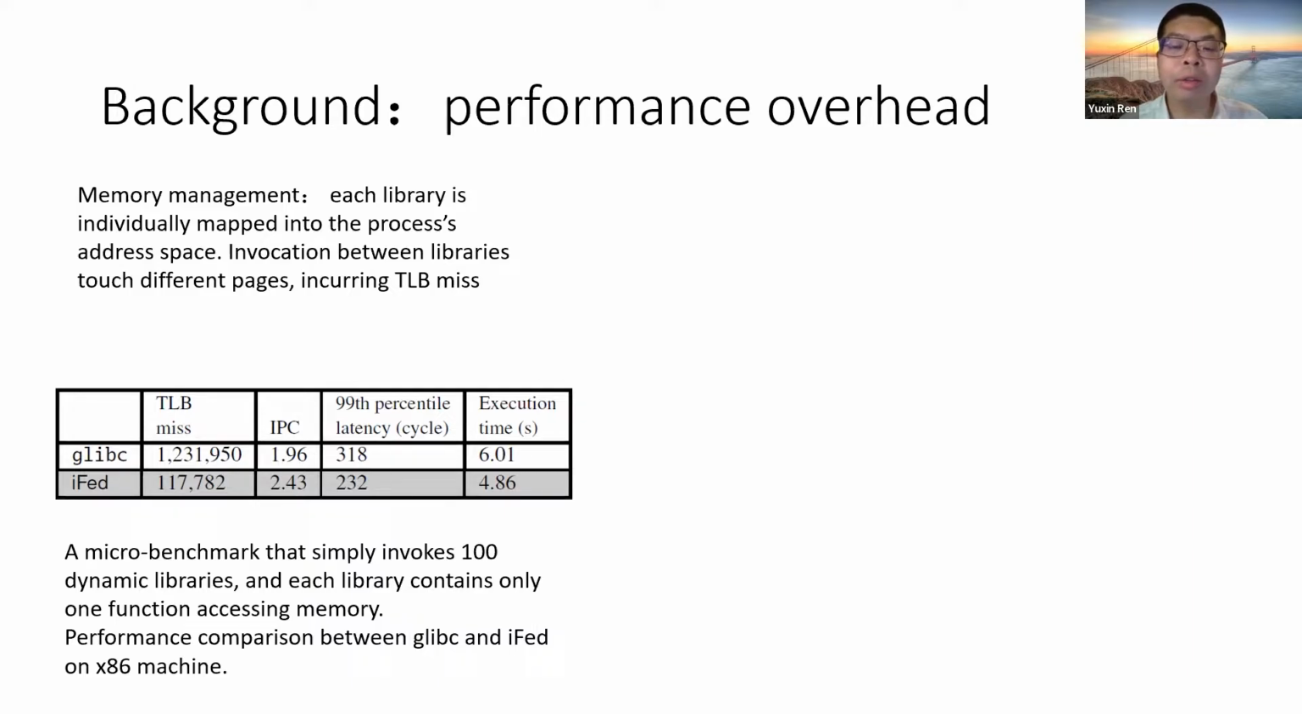We studied this overhead using a macro benchmark that simply invokes 100 libraries. The table depicts the performance of the default glibc loader. Due to loading the libraries with small pages, the benchmark suffers from frequent TLB miss, which further leads to slow and unpredictable execution. We fix the problem by utilizing huge pages, and I will discuss it in detail soon.